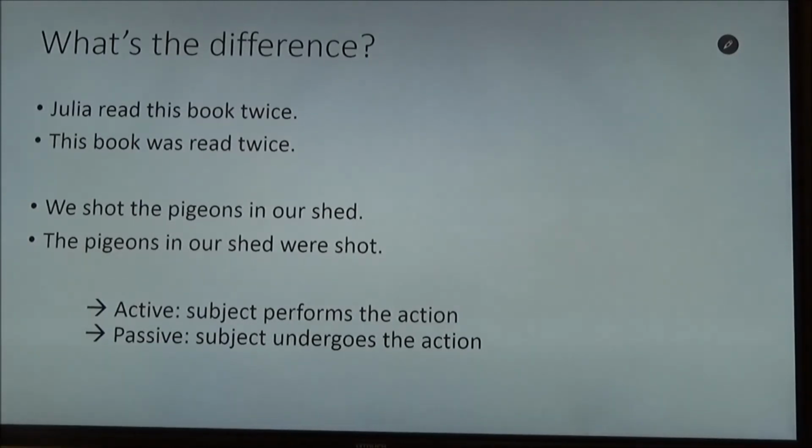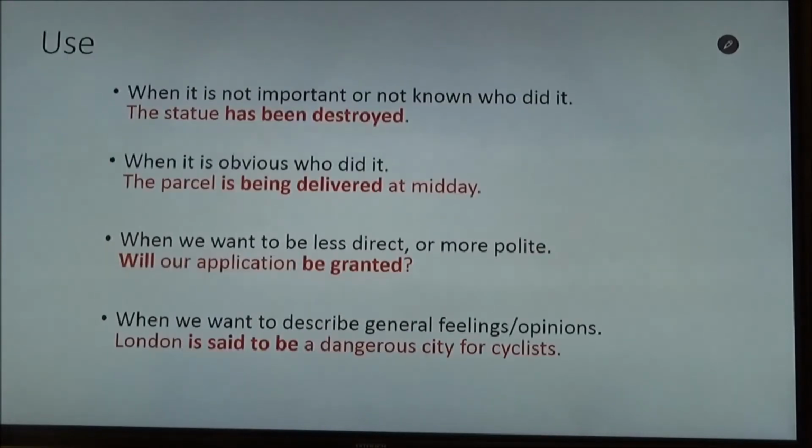Right. When do we use the passive? You don't need to know this for the exam, this is just to help you understand it. For example, when it's not important or known who did it. For example, the statue has been destroyed. We don't know who did it. We'd like to know, but we don't know. So we can't mention the subject. So instead of saying someone has destroyed the statue, we say the statue has been destroyed. We can say someone has destroyed, but it just sounds nicer when you say the statue has been destroyed.